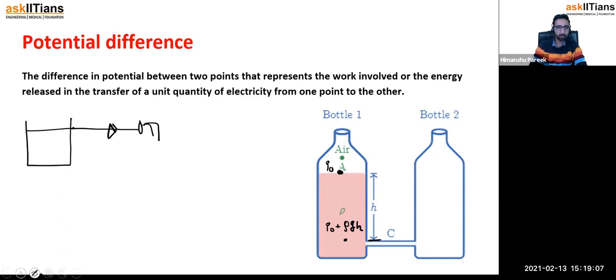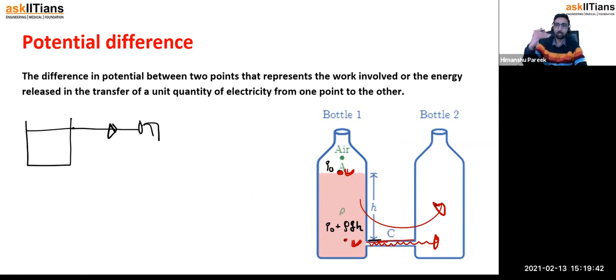Now, guys, what will happen? That is very interesting. At this place we have the pressure P naught plus rho g h, and at this place we have the pressure P naught. Because of the high pressure here and the lower pressure there, and we have connected them through a pipe, this water will start flowing through this pipe into this bottle. So water will start transferring from this bottle to this bottle.